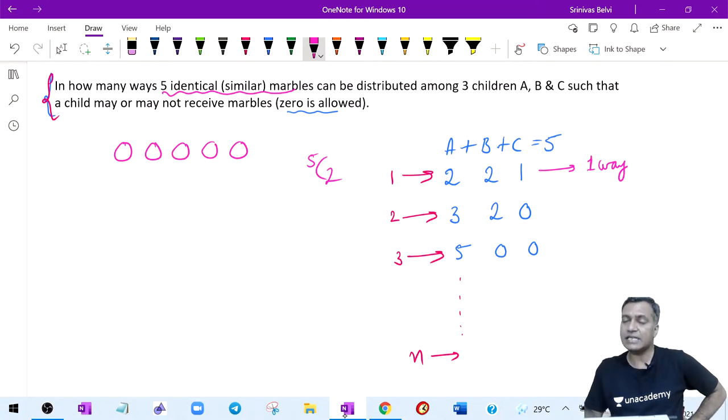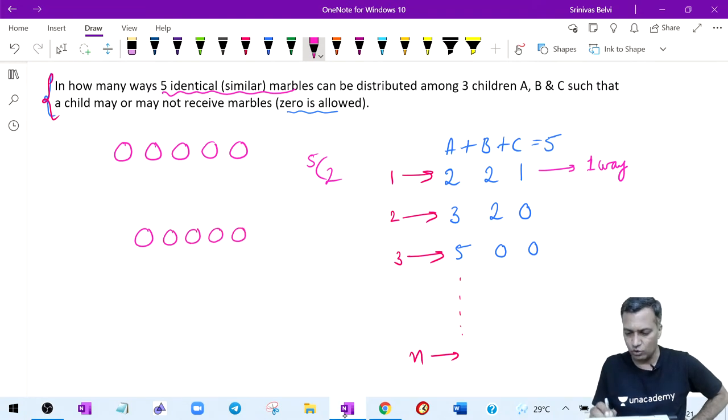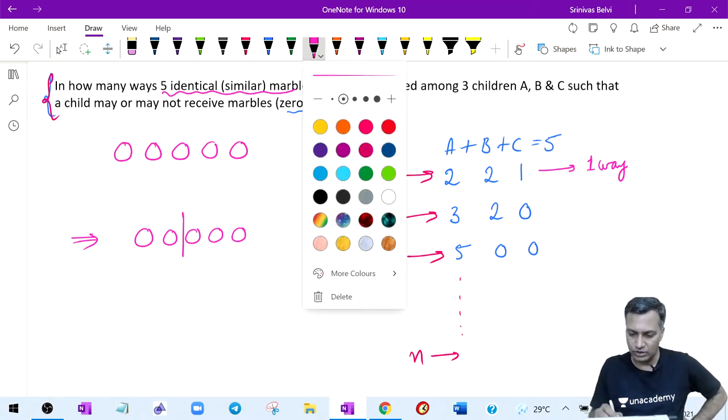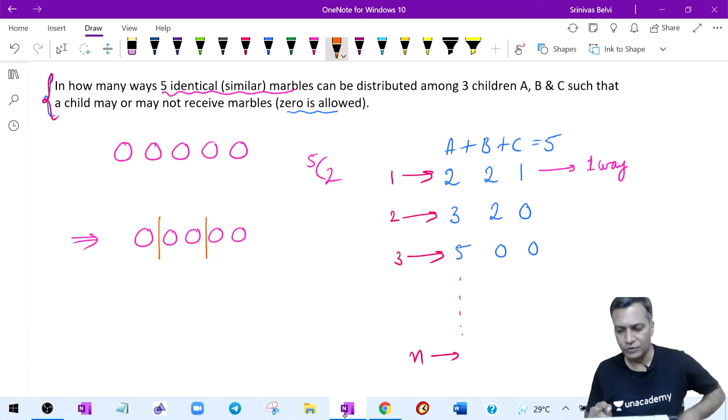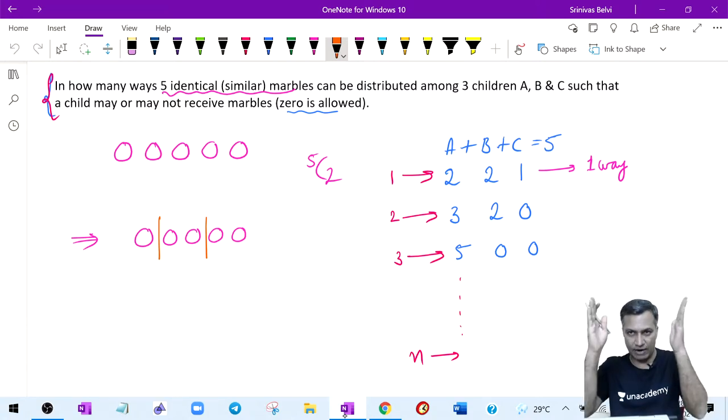So the ABC can also fight if I divide it. Now, from the division point of view, how do I divide it? If I allow you to arrange these five marbles and divide them, you will put one line. If I put one line, it gets divided into two parts, right? If I want to divide this into three parts, you may have to put two lines.